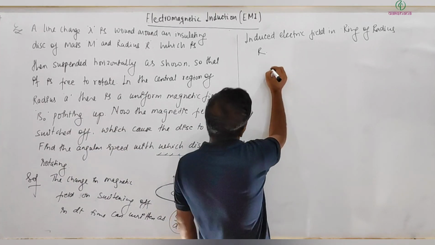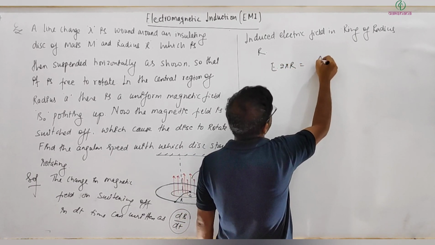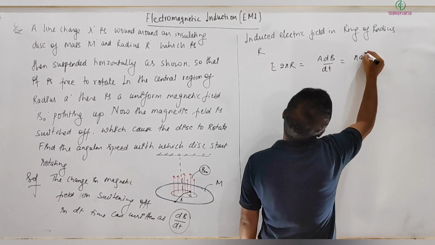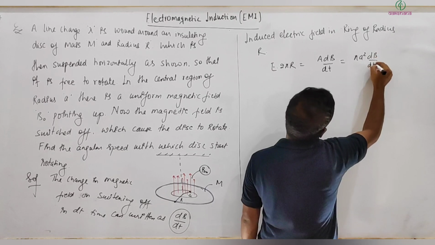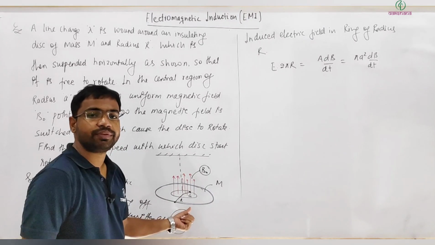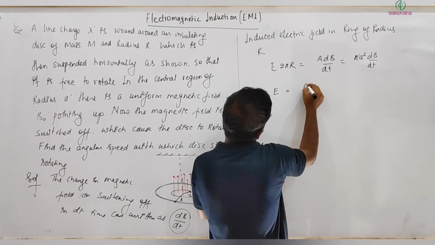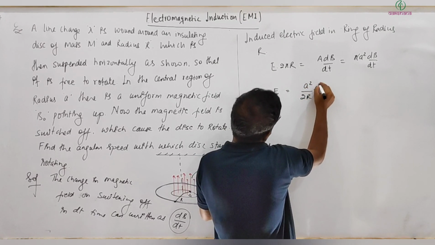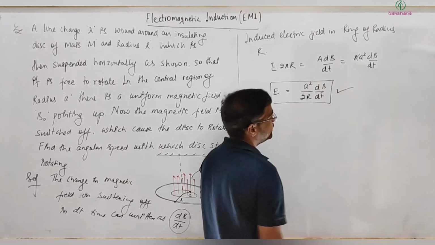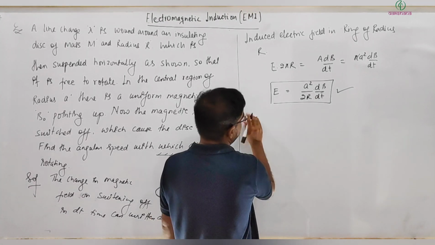So that can be written as E dot dl, that is E times 2 pi r, is equal to area into dB by dt, and the area here is pi a square into dB by dt, because remember that the magnetic field is linked only in the circular central region of radius small a. So I am getting E is equal to a square by 2r multiplied by dB by dt. I got this is the electric field if the change in magnetic field is dB by dt. Then what is the force and torque I can calculate?